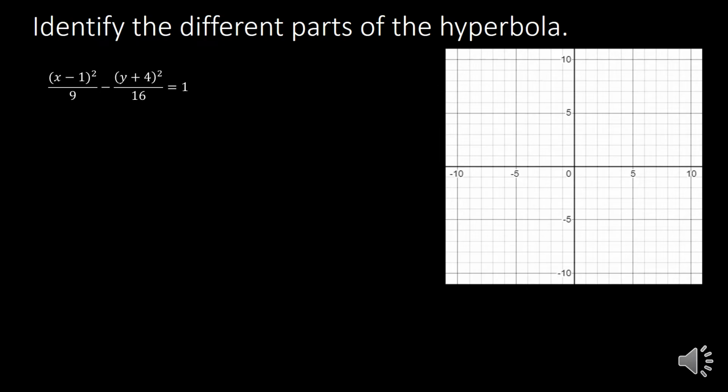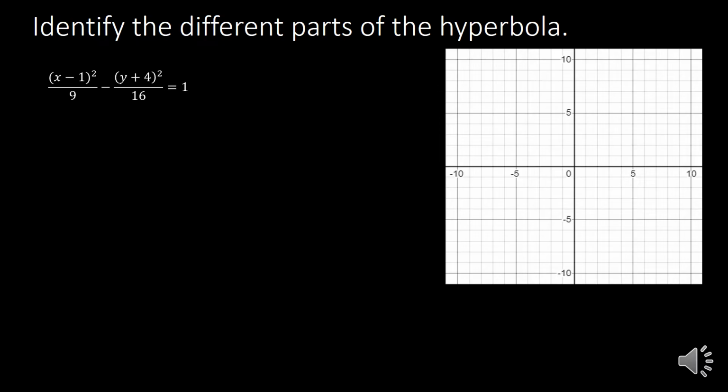We have our hyperbola equation (x - 1)^2 over 9 minus (y + 4)^2 over 16 equals 1. Now notice if you are dealing with a hyperbola, you are going to check the equation first on which expression is positive. Is it going to be with the x or with the y? If you look at the equation here, the one with the positive expression is the x, because before y we've got a minus, so the positive expression here is with the x.